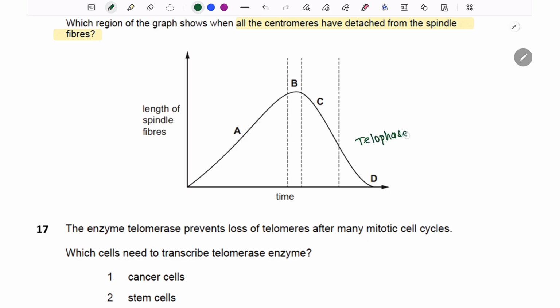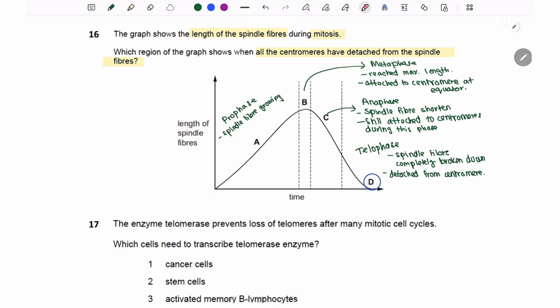And once it's completely broken down, obviously it's going to be detached from the centromere. So our answer is going to be D. You can read through these if you want.